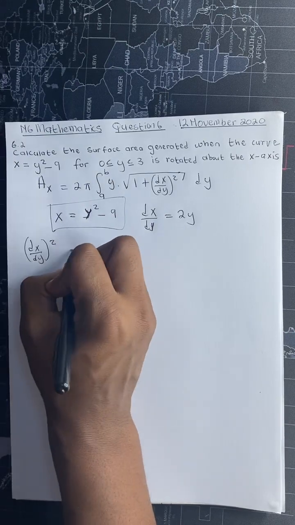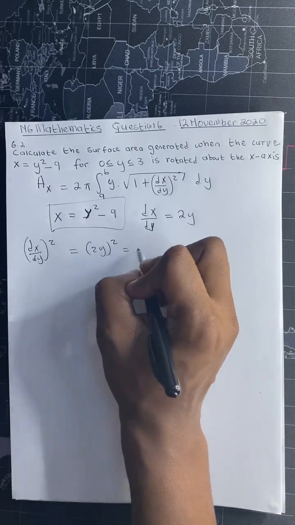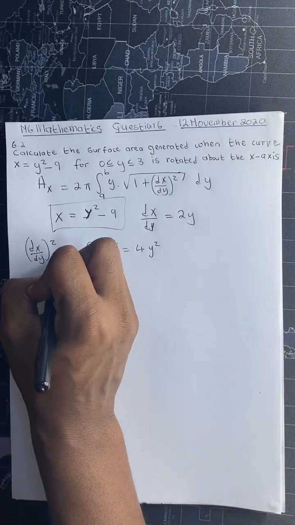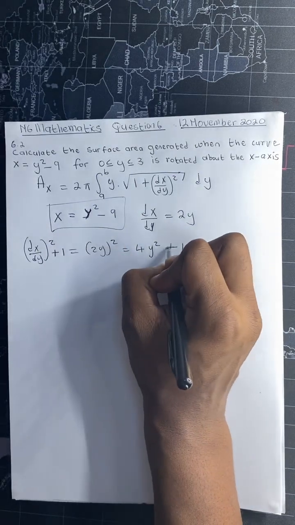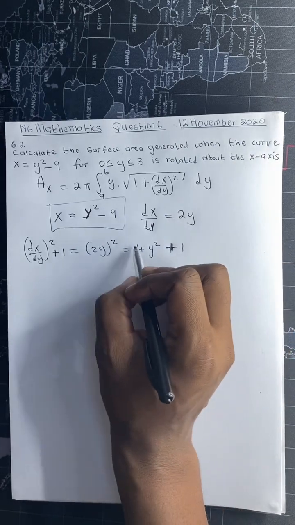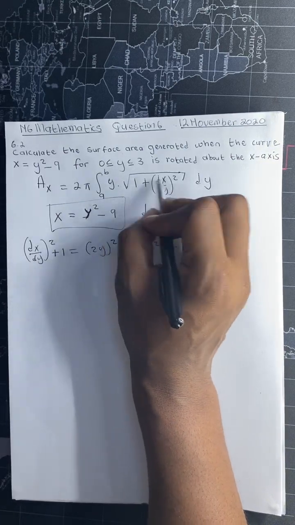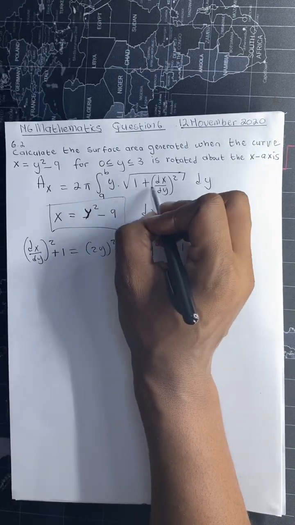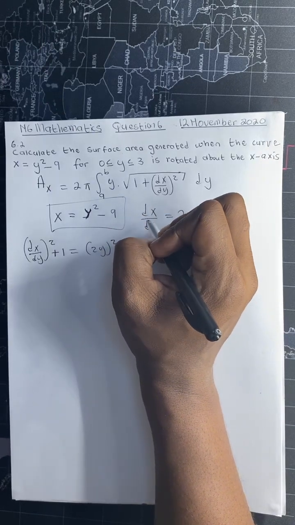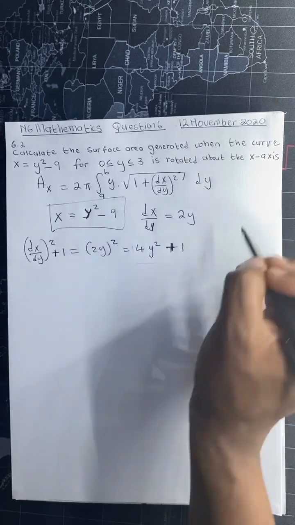So we square this, so let's square the 2y, and this will be equal to 4y squared, and we have to add the 1, so let's add this 1. What you do on the left, you also do on the right. So from here, we can substitute this 4y squared plus 1 inside the square root, because that's what the inside of the square root is equal to.